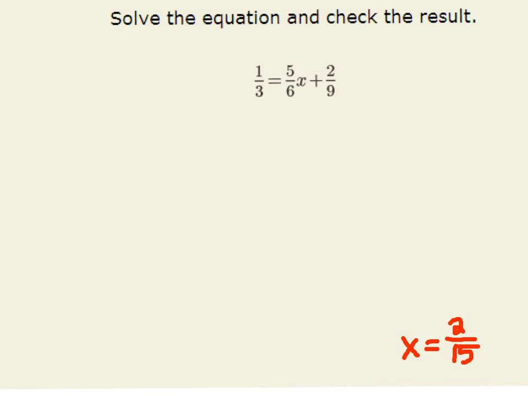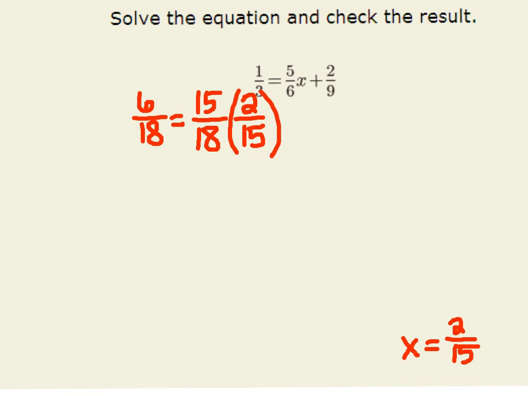So we get 1/3, I wish I would have left those fraction transitions up here, 1/3, which when we multiplied both by 6, we got 6/18. I want to keep that same common denominator thing going on here, so 5/6 when we had made it a denominator of 18, multiplied 6 by 3, so we multiplied the 5 by 3, we got 15/18. Now here we have x, so we're going to put in the answer we got, which is 2/15, plus, and then 2/9 when we had made it have 18 in the denominator, we multiplied the top and bottom by 2, so we get 4/18.